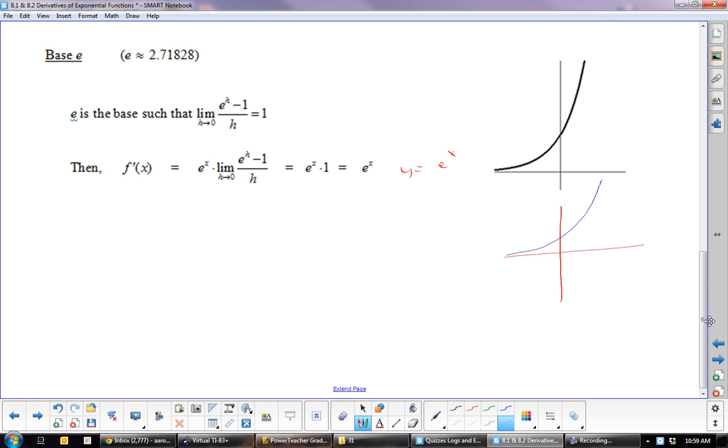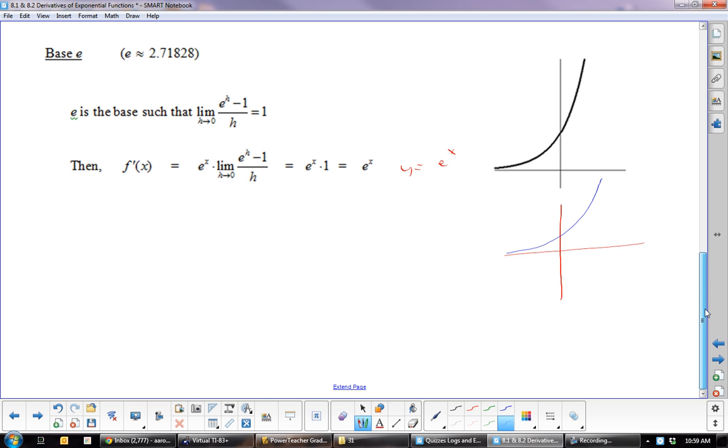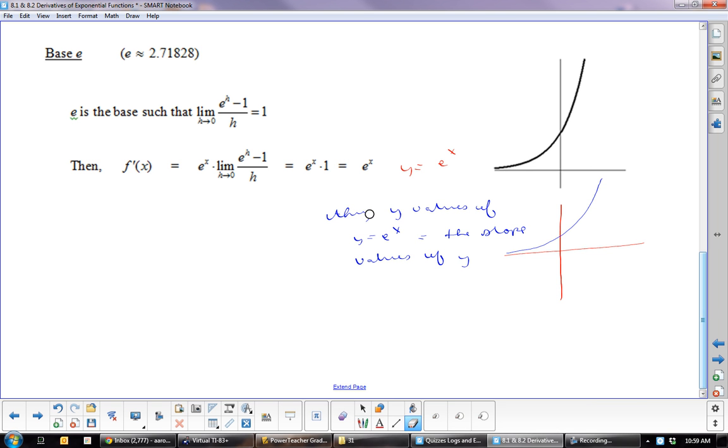Okay, so the y values of y equals e to the x equal the slope values of y prime equals e to the x.